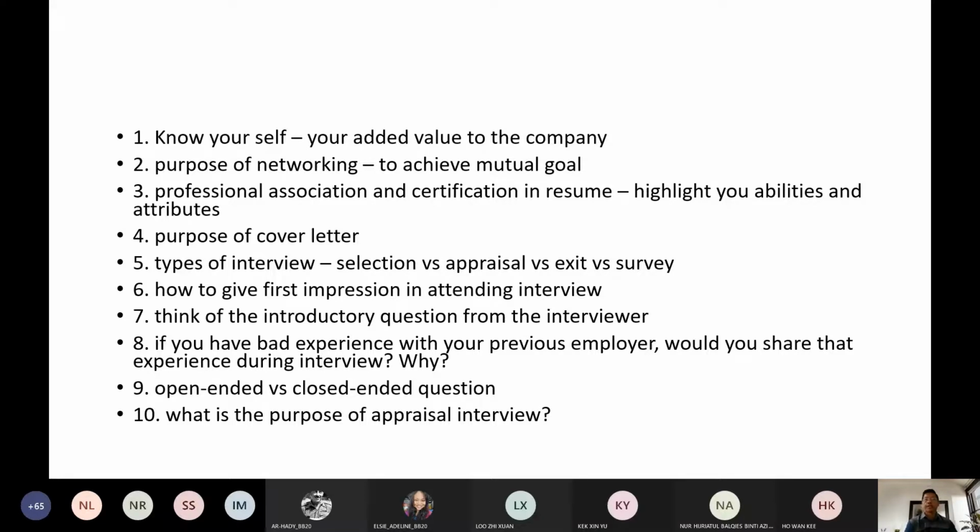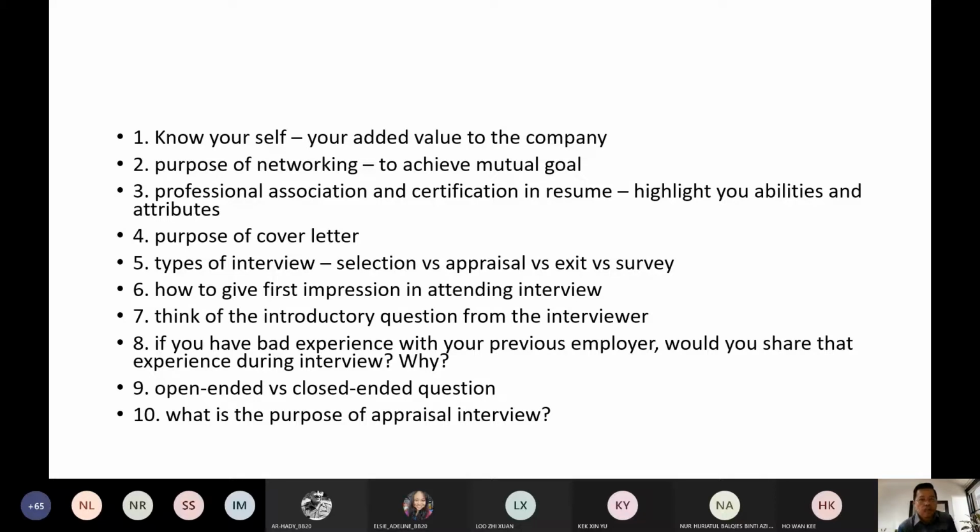Open-ended versus closed-ended questions. Open-ended is, for example, what can you tell us about the economy of Malaysia during this COVID-19 pandemic? So you are going to provide subjective answers. This is what we call an open-ended question. A closed-ended question is like, are you married? The answer is yes, or the answer is no. That is closed-ended.